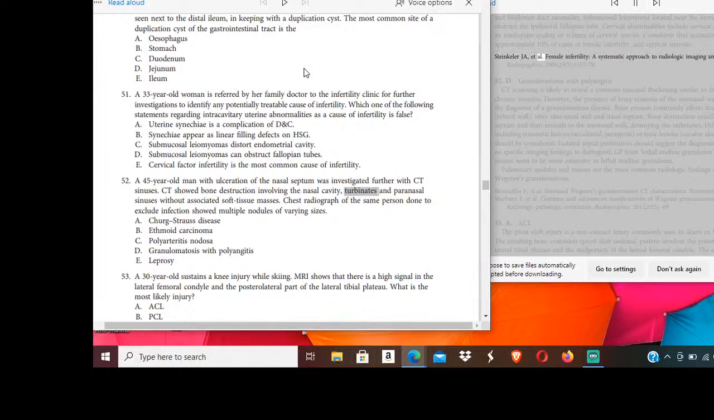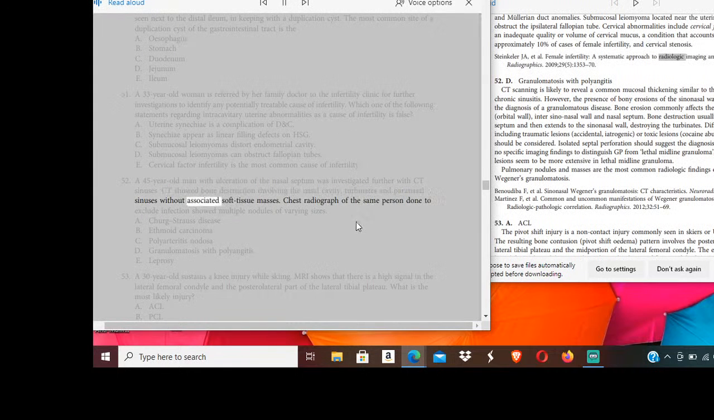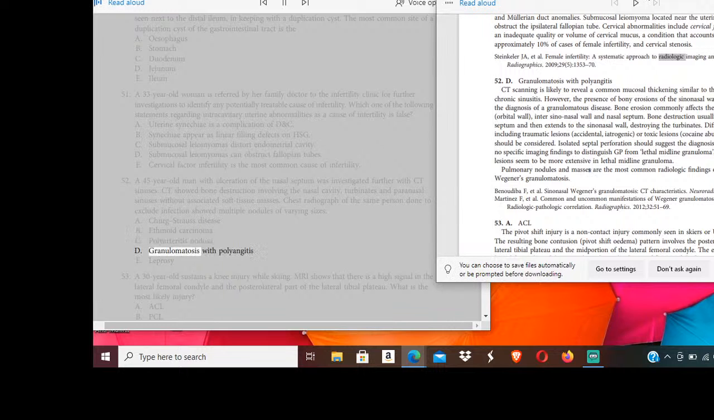Chest radiograph of the same person done to exclude infection showed multiple nodules of varying sizes. A. Churg-Strauss disease. B. Ethmoid carcinoma. C. Polyarteritis nodosa. D. Granulomatosis with polyangiitis.